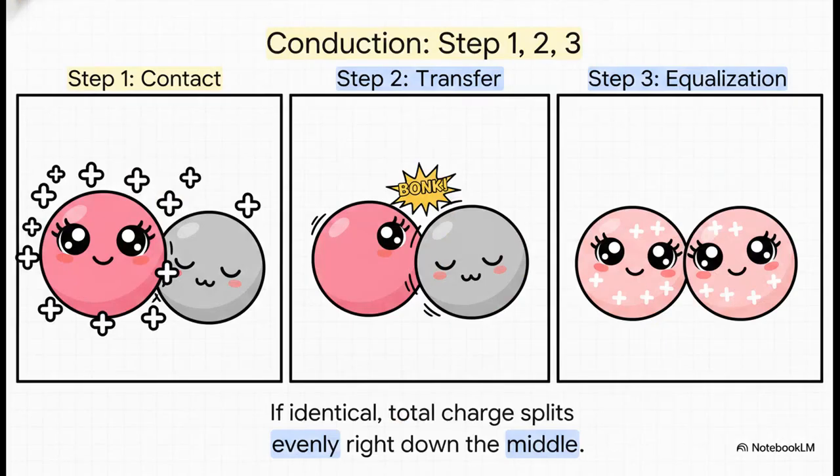For conduction, which, remember, requires a direct physical touch, electrons flow from where there are many to where there are few, and here is a massive mathematical shortcut for your exams. Listen up. If the 2 conducting bodies are perfectly identical in shape, size, and material, the total charge splits evenly right down the middle when they touch. So a neutral body and a body with charge Q will both end up with Q over 2.